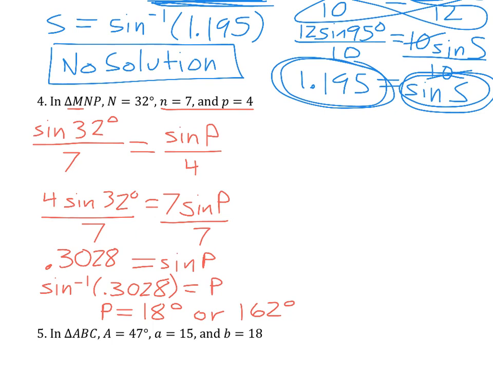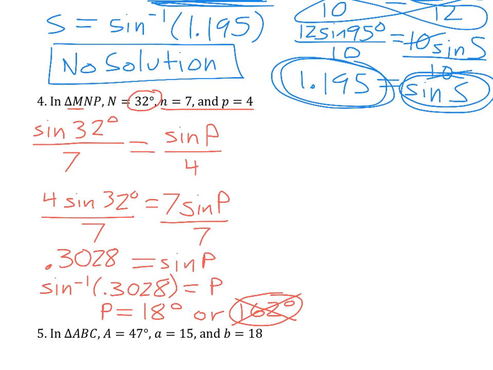But can a triangle have a 32 degree angle and a 162 degree angle? The answer is no, because those already add up to more than 180. So in this case, the second answer is not possible. So there's only going to be one solution.